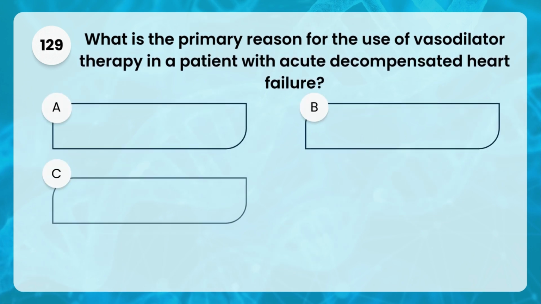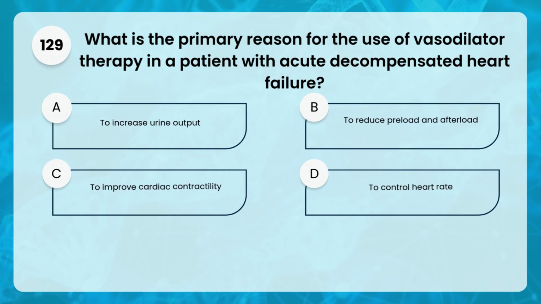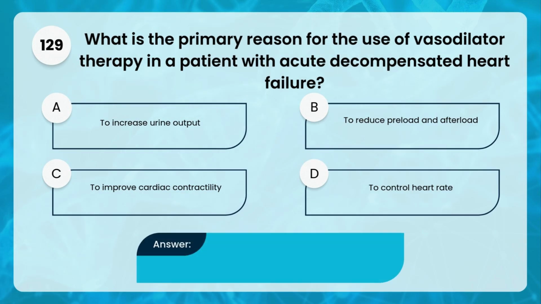129. What is the primary reason for the use of vasodilator therapy in a patient with acute decompensated heart failure? A. To increase urine output. B. To reduce preload and afterload. C. To improve cardiac contractility. Or D. To control heart rate. The answer is B. To reduce preload and afterload.